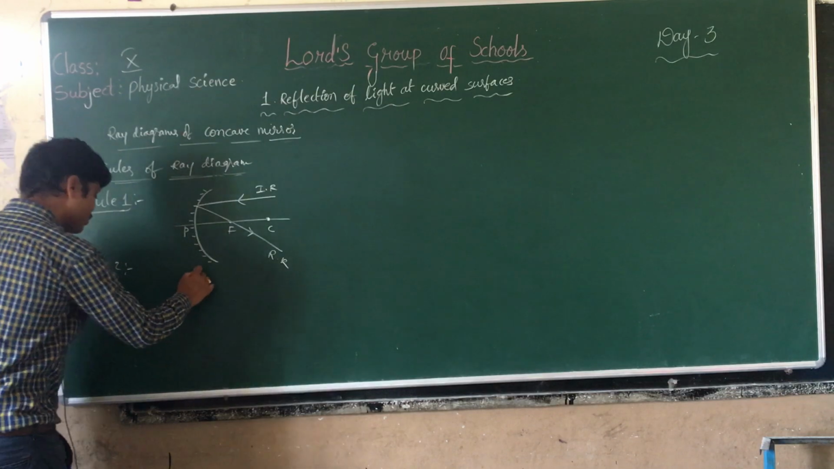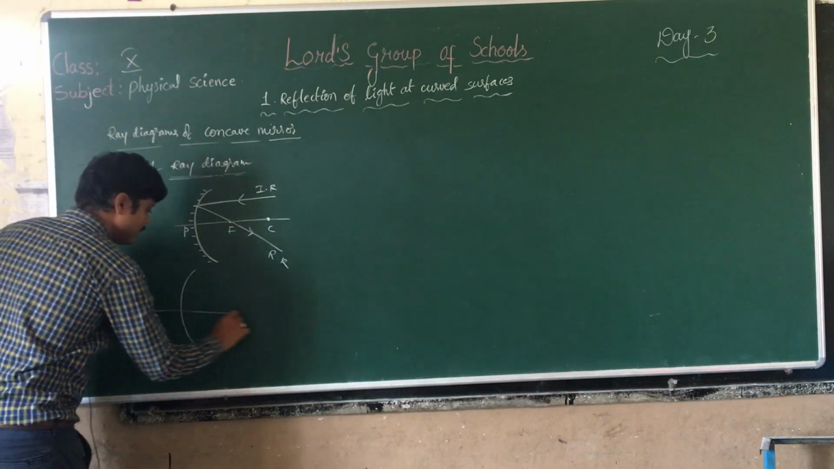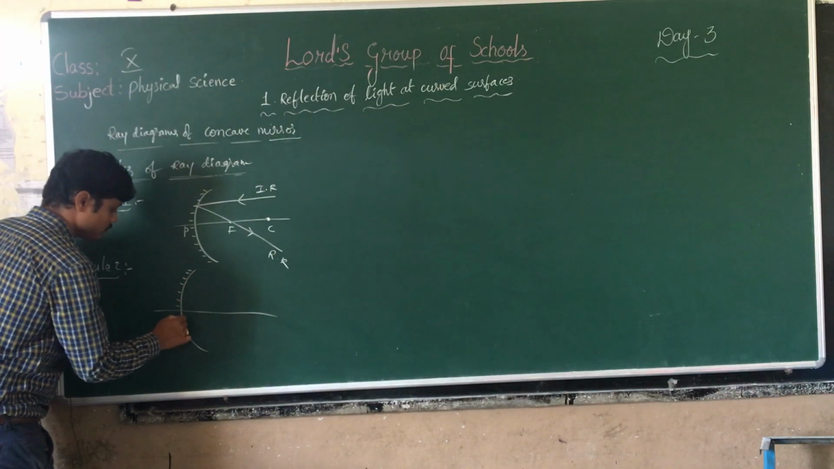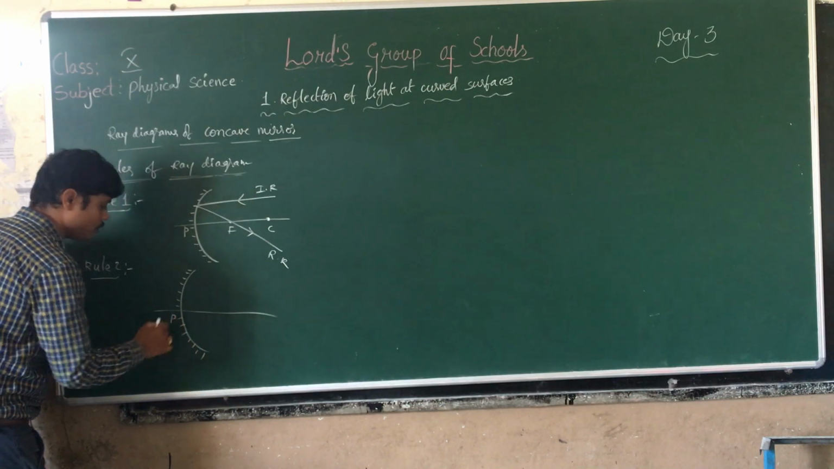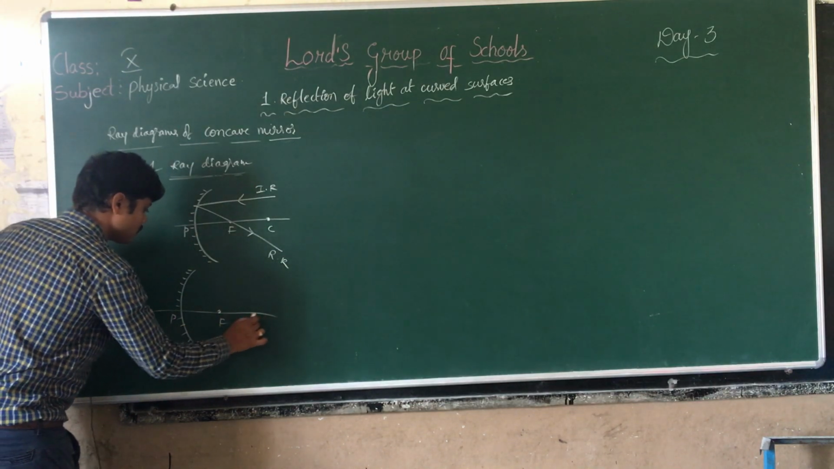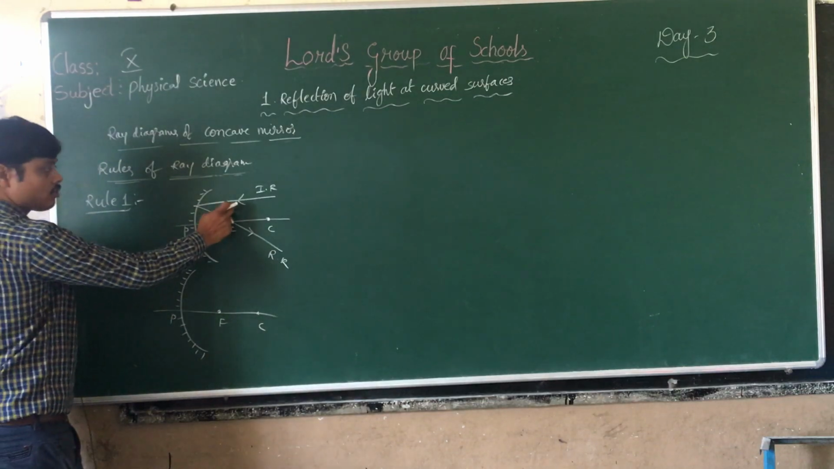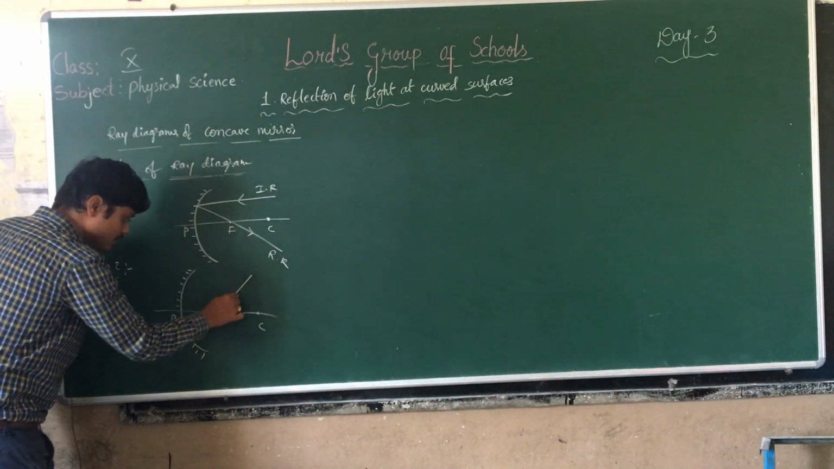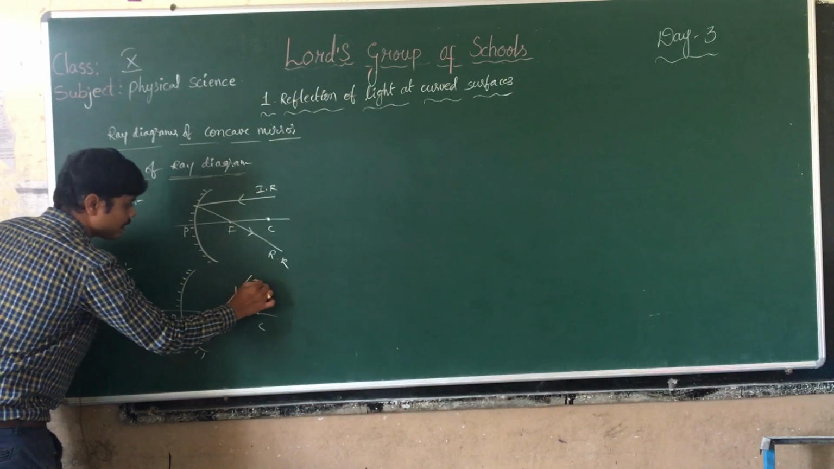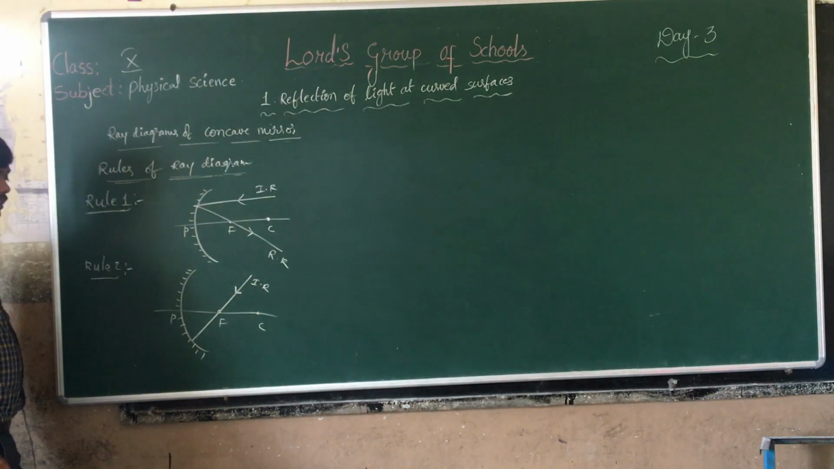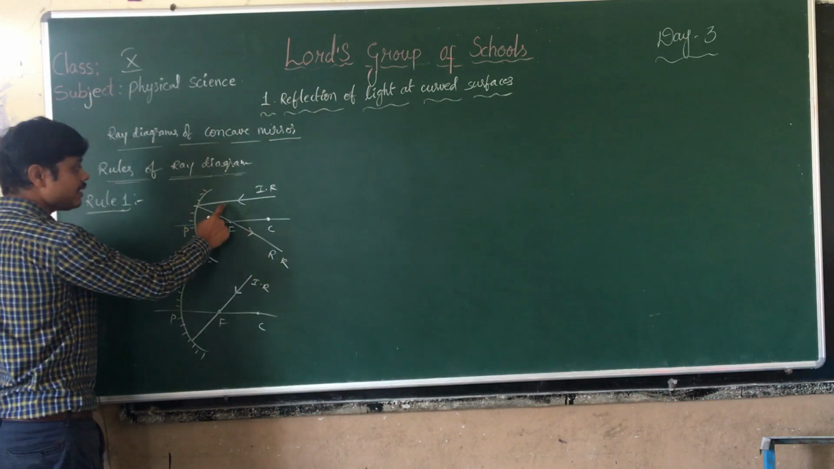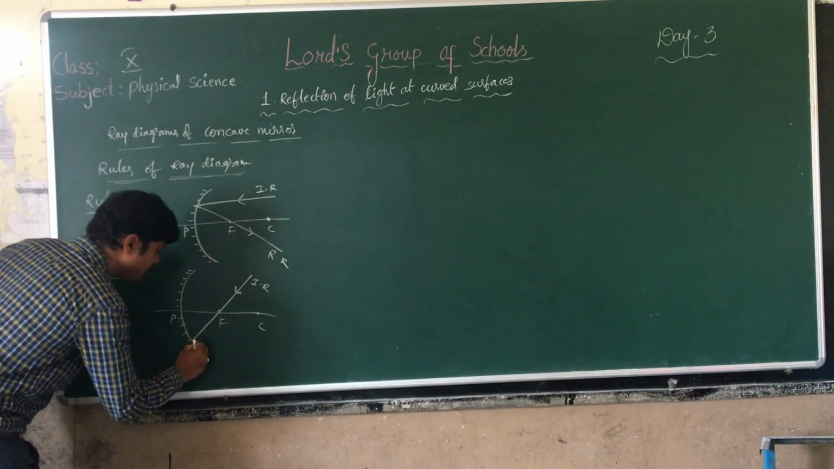Rule 2 is exactly opposite to the first rule. Again the same concave mirror. This is pole, focus, center of curvature. In rule 2, opposite to the first rule, if the incident ray is passing through focus, this is the incident ray now, then your reflected ray will be parallel.